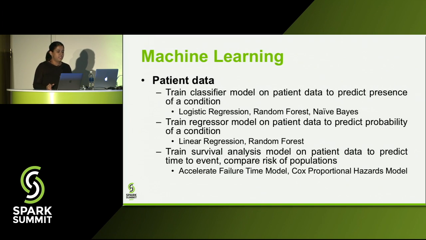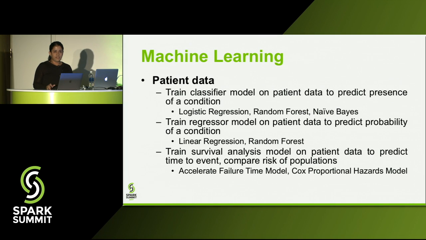Okay, so this is where machine learning comes in. I'm going to try to talk about some of the solutions on a high level, based on the questions that I just spoke about in the previous slide. When it comes to patient data, you can do a ton of things. You can train certain classifier models on patient data to predict the presence of a condition. Classifiers basically classify or label their data into different categories depending upon the categories you fed it during training. Some of the common ones you can try here are logistic regression, random forest, naive Bayes.